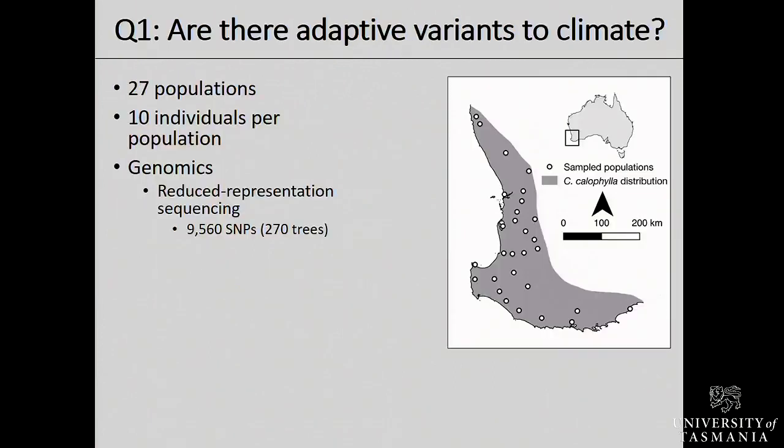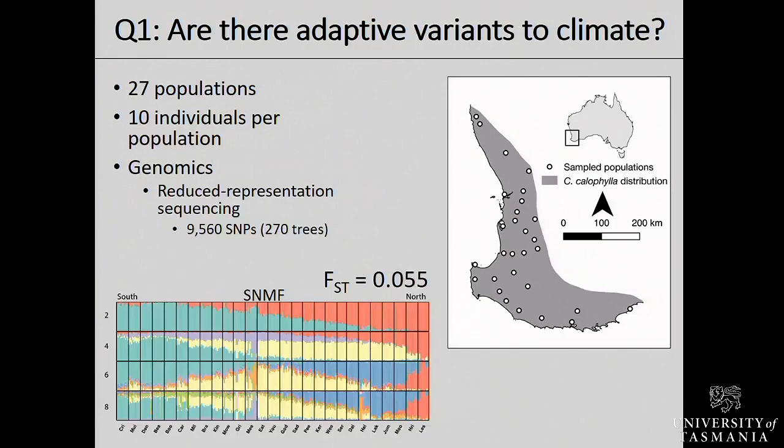So looking at our first question, we surveyed the landscape to try and capture as much of that geographic and climatic variation. We used the reduced representation DArTseq analysis. We started off with something like 40,000 SNPs, filtered down to 9,500, which we used to get an understanding of the variation in the system. So the first point of call was really to say, is there any genetic structure?